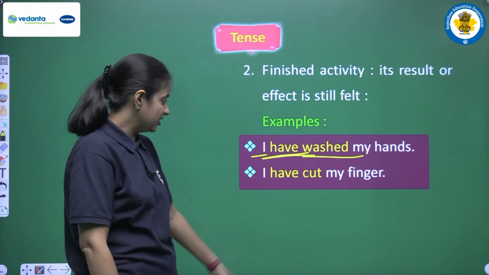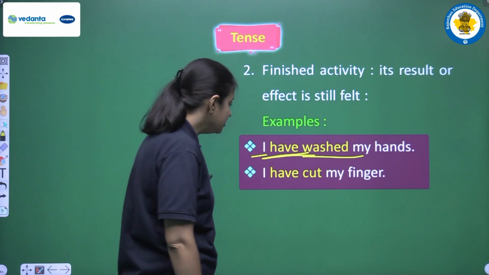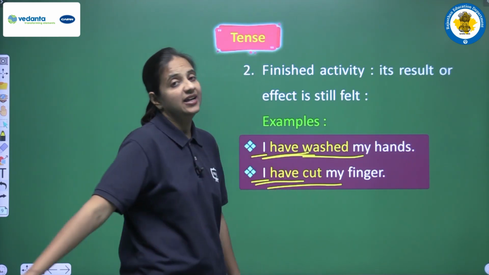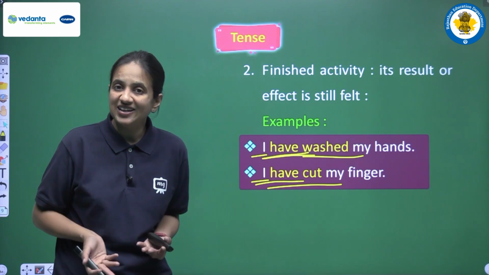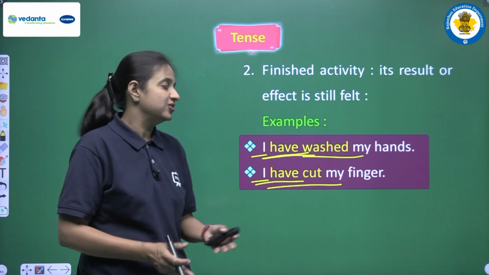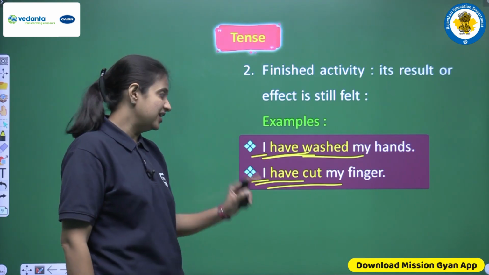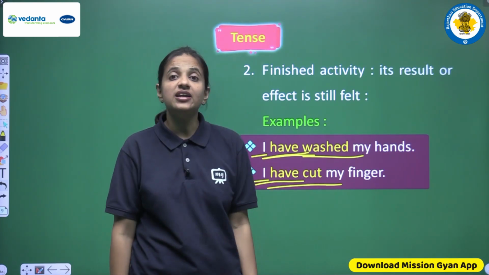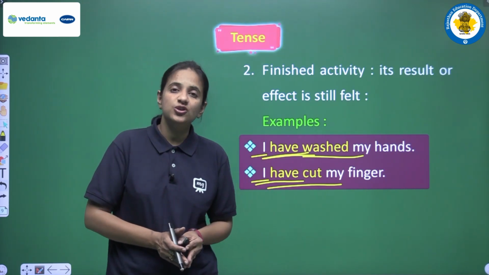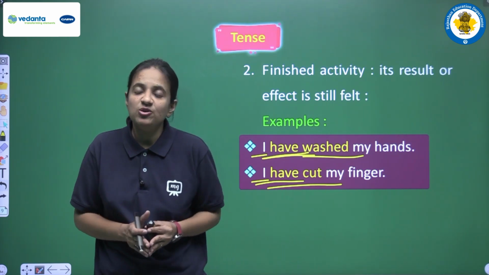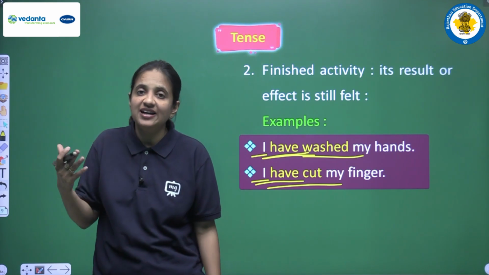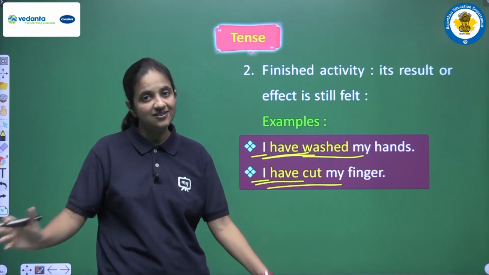Okay, and the second one is I have cut my finger. So again we are having I, so we have added have, and the third form of cut is also cut, right? Cut, cut, cut. First, second and third form, they are just similar. So this is the third form, right? So our sentence is I have cut my finger. Okay, so this is the second use of present perfect tense. So this tense is also used to show the activities जो actually में complete तो हो चुकी हैं, but उसका जो result है और we can say जो उसका effect है that is still there, right?